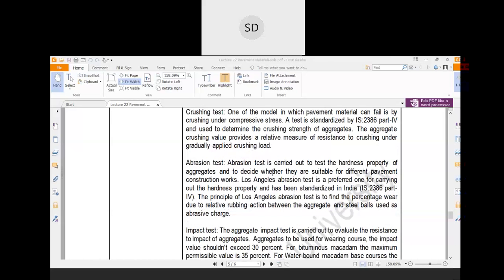Then your abrasion test. For the abrasion test, it is what I've discussed already. So there would be a large drum where you put some aggregate along with some abrasive charges and it will keep revolving. After that you find out what is the percentage of crushed aggregate with respect to the total aggregates.